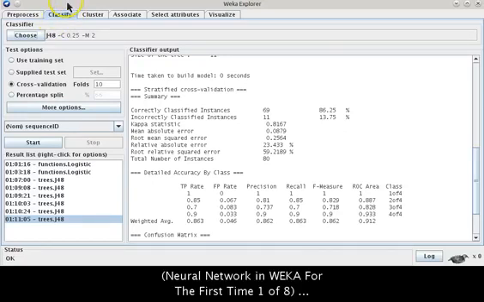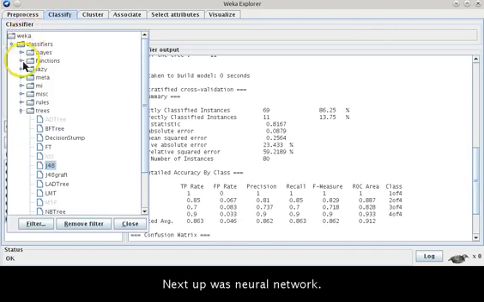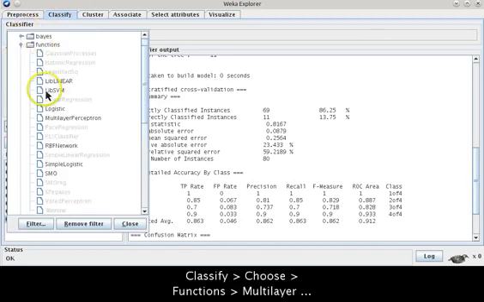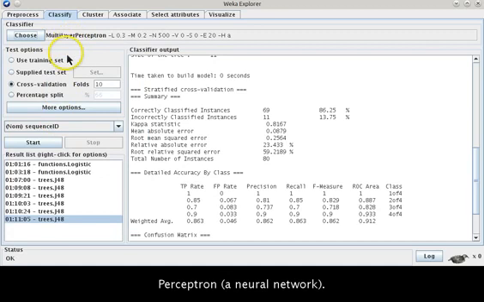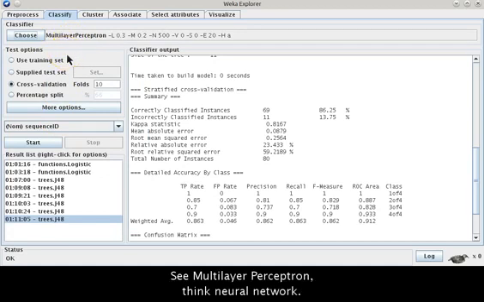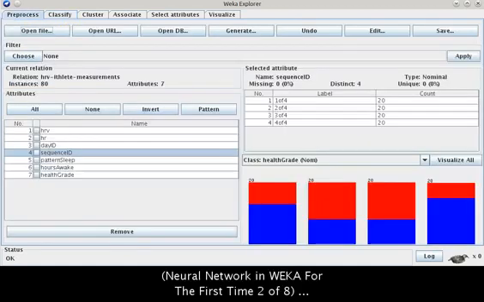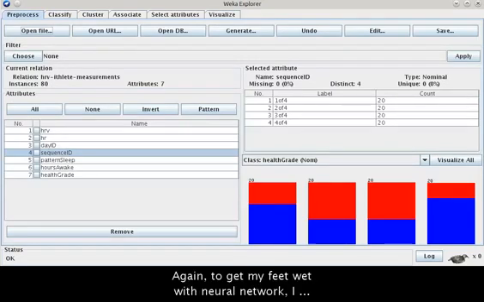Next up was neural network. Click Classify, choose Functions, Multi-layer perceptron, which is a neural network. You see multi-layer perceptron, think neural network. Again, to get my feet wet with neural network, I stepped back and considered a hypothetical. I asked what I could want neural network to predict or find out for me.